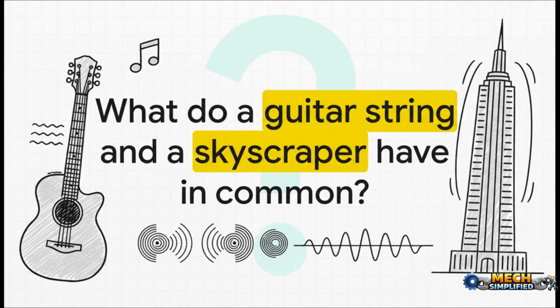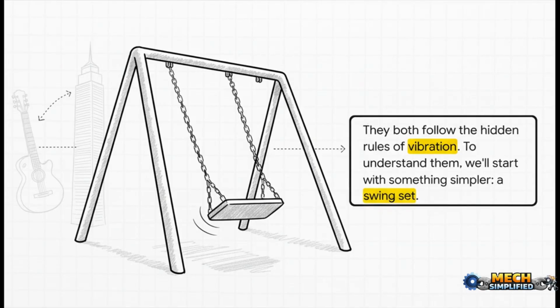What on earth could a tiny, vibrating guitar string possibly have in common with a massive skyscraper swaying in the wind? I mean, they seem like complete opposites, right? But believe it or not, they are secretly playing by the exact same set of rules. And that secret, of course, is vibration. They both have to obey its fundamental laws.